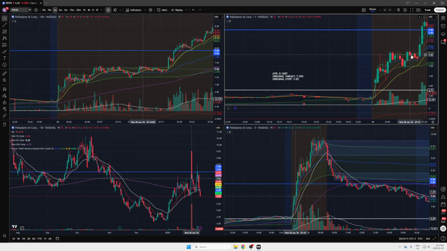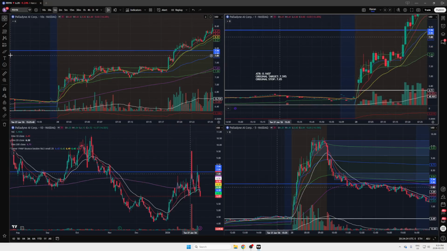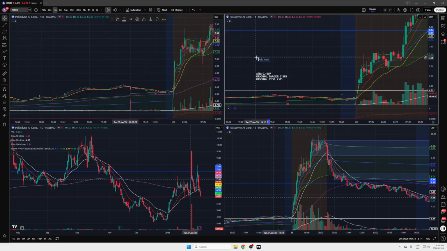Then you're waiting for a break above it. So it goes down here, and you're still waiting for 7.53 to buy. In the meantime, you're calculating this. Your new target is going to be 1.6 times your ATR, 0.1607, added to one tick above the high. Remember, you're adding it to one tick above the high, so 7.53 instead of 7.52.